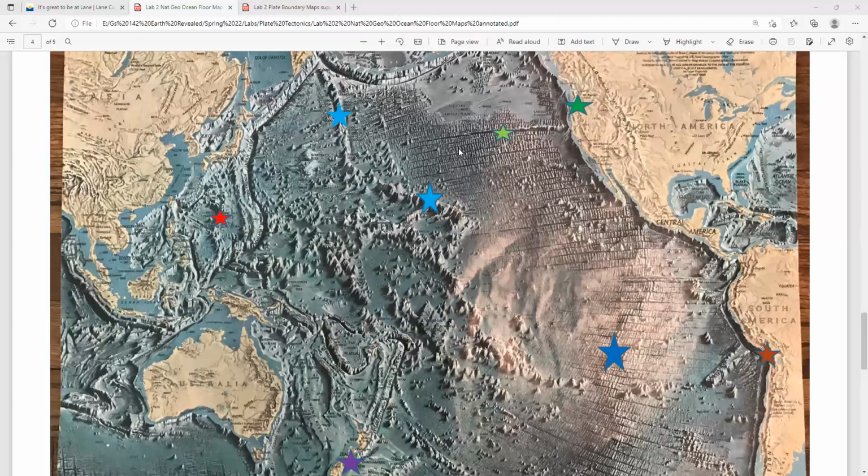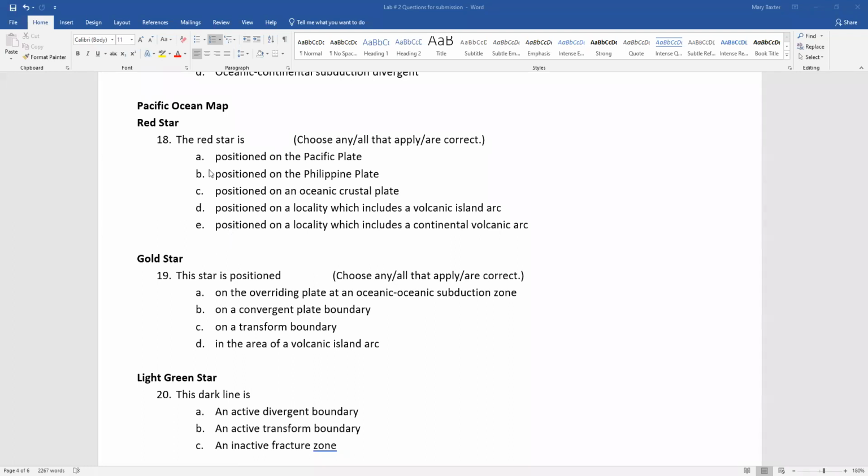All right. And here's the edge of the continent way over here. Okay. So what are we saying about this? Is that red star positioned on the Pacific Plate or is it positioned on the Philippine Plate? I just pointed out to you what was the Pacific and it's going underneath that plate. So it's not on the Pacific. Is it positioned on an Oregon crustal plate? I mean, oceanic, excuse me, not continental, right?